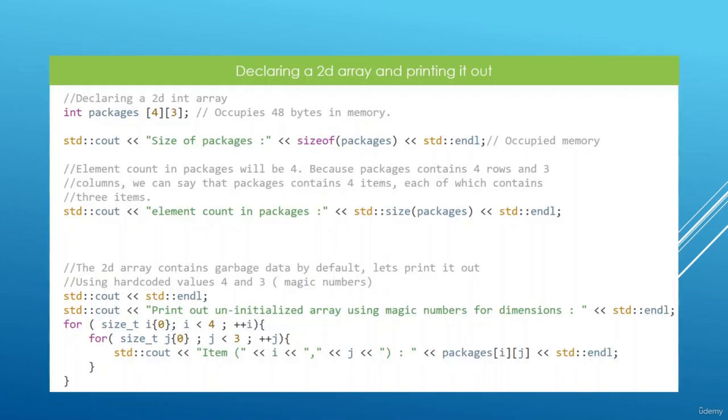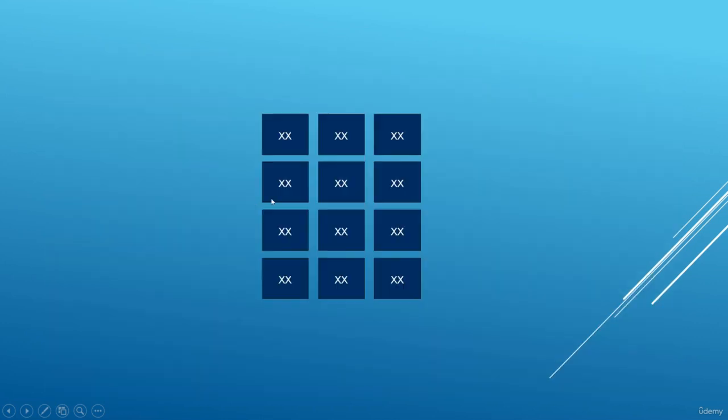Okay, once we have this array, we might want to put data in or just print whatever is in there. But when we do something like this, notice that we are really not putting any data in here. So what we're going to have is junk. And it will look like this. We will just have junk data, and it won't be data that we have put in ourselves. So we need to be careful about that.